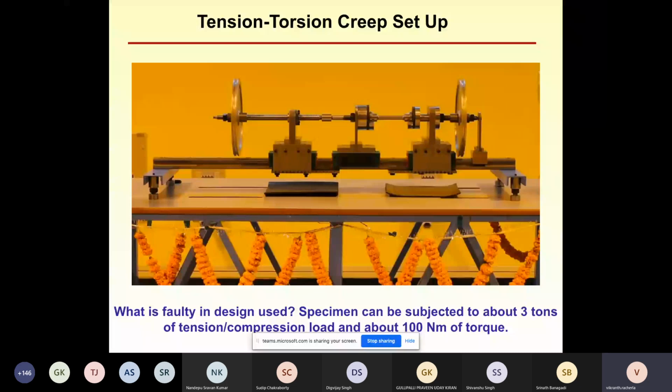Now, we had thought wrongly at that time that the material was undergoing creep deformation. You must all have heard about elastic deformation, plastic deformation. Now, creep, I'm not sure how many of you have heard. Can you raise your hand in Teams if you have heard about creep deformation before?